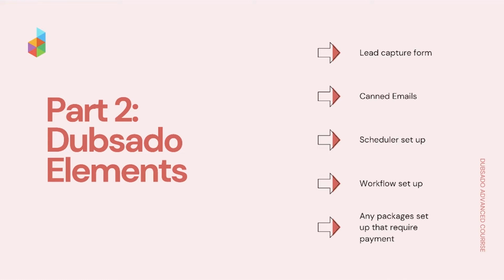I'm including Dubsado elements in this. So I am going to be including my lead capture form link in this consumption sequence. And that includes canned emails. I have a scheduler that is set up in the sequence. I have a specific workflow that goes out when they fill out that lead capture form.